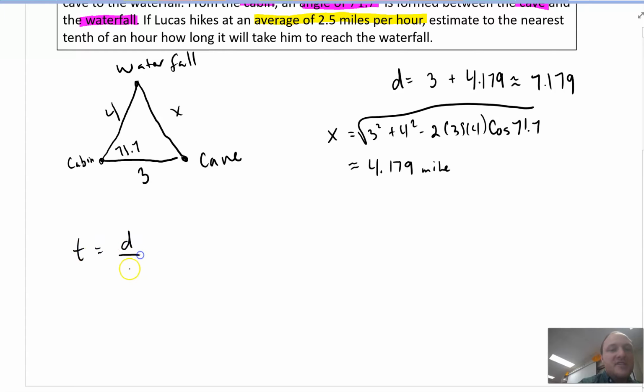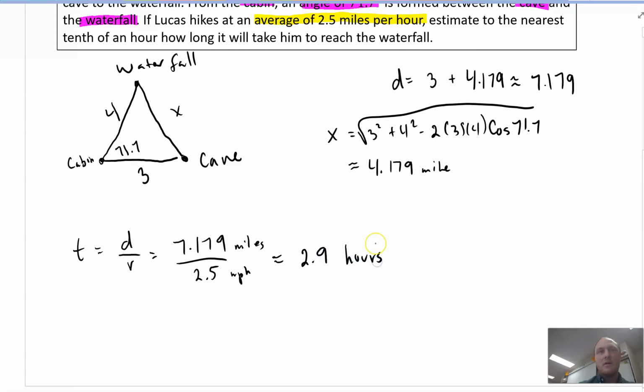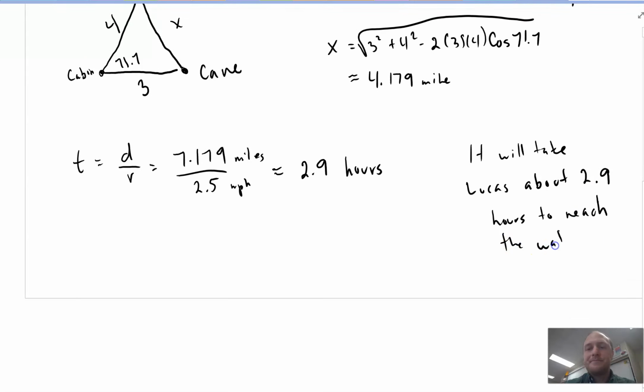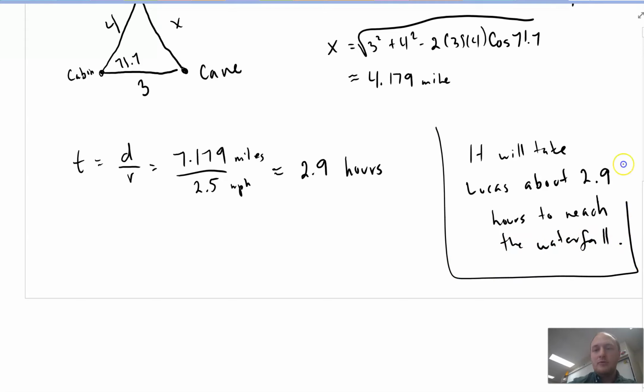So remember that time is equal to distance divided by rate. So I have 7.179 divided by 2.5 miles per hour, right? This is miles. This is miles per hour. And what we get is approximately 2.9 hours. All right. That was easy. So it will take Lucas about 2.9 hours to reach the waterfall. Okay.